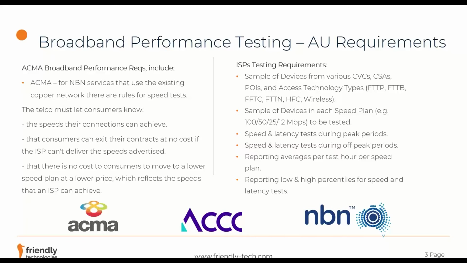So some of those actually include that the telco, so the service provider, must be able to provide some sort of speed testing on the connections that they have with the consumer and be able to prove that. Consumers are able to exit the contract if the service provider is not able to actually achieve the speeds advertised and promised, and also there shouldn't be any cost to a consumer moving to a lower speed plan at a lower price. And with the consumer having confidence that they're actually paying for what they're getting.